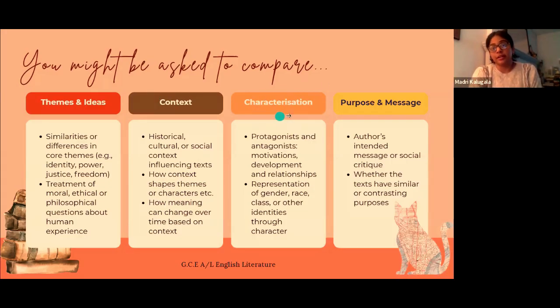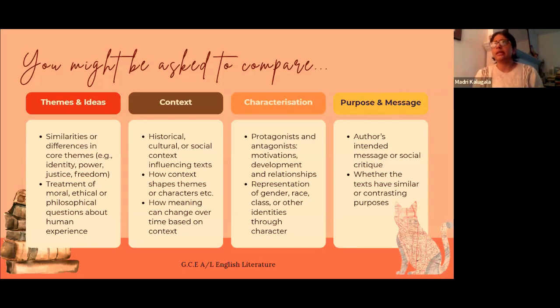Then of course there's the idea of characterization. This mostly comes in novels, in drama, and in short story, the bigger texts, but it's also there in poetry, because poetry has characters sometimes, a lot of the time actually. So the idea of protagonist, antagonist, what is the motivation? Why is this person doing this? How does the development happen? And what are their relationships with each other? Under characterization you also often get the representations of gender, race or class, these identities, human markers, right?